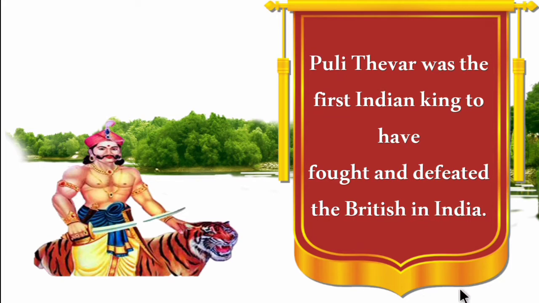Pulidevar was the first Indian king to have fought and defeated the British in India. So Pulidevar was the first Indian king who successfully fought and defeated the British.